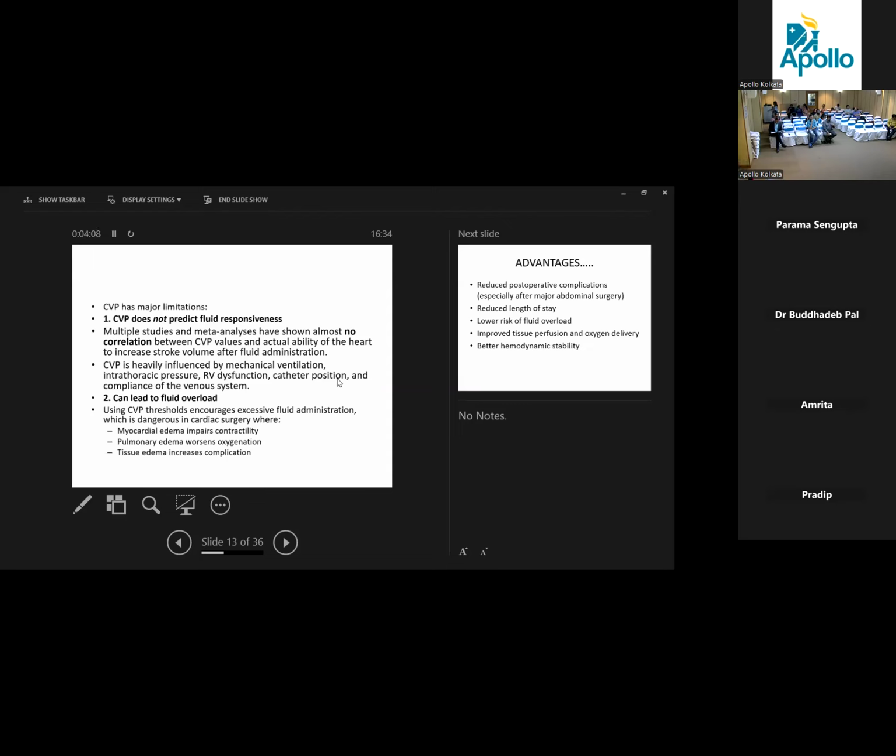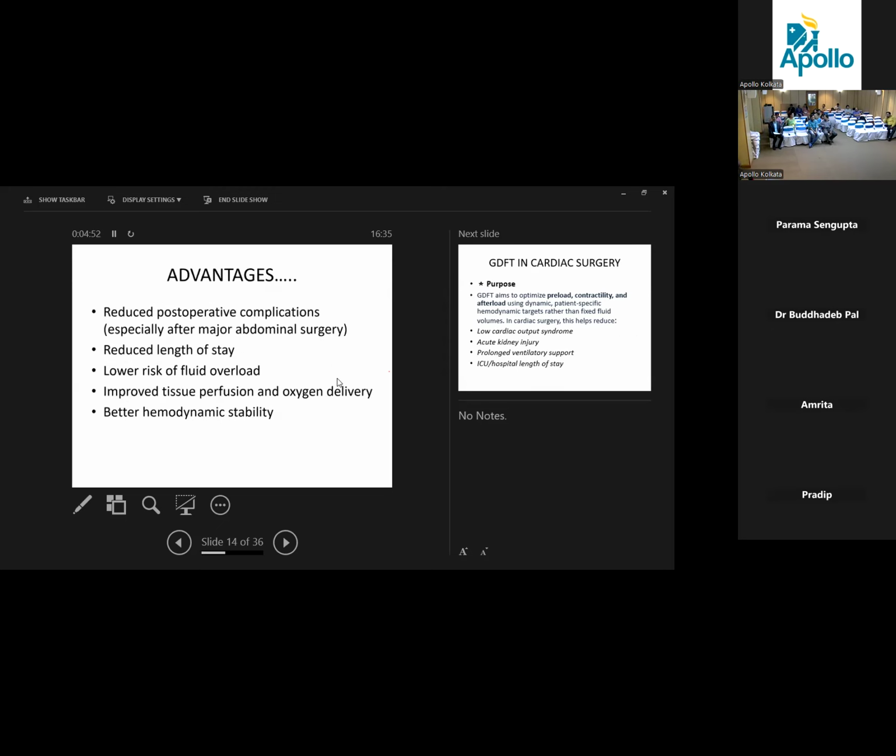Then why should we not use static parameters like central venous pressure? It has some limitations. Central venous pressure is a measure of pressure, whereas fluid responsiveness is a measure of flow, so it doesn't predict fluid responsiveness. Multiple studies and meta-analyses have shown almost no correlation between CVP values and the actual ability of the heart to increase the stroke volume. CVP is heavily influenced by mechanical ventilation, intrathoracic pressure, RV dysfunction, catheter position, and compliance of the venous system. Even CVP can lead to fluid overload, as using a CVP threshold encourages excessive fluid administration, which is dangerous in cardiac surgery.